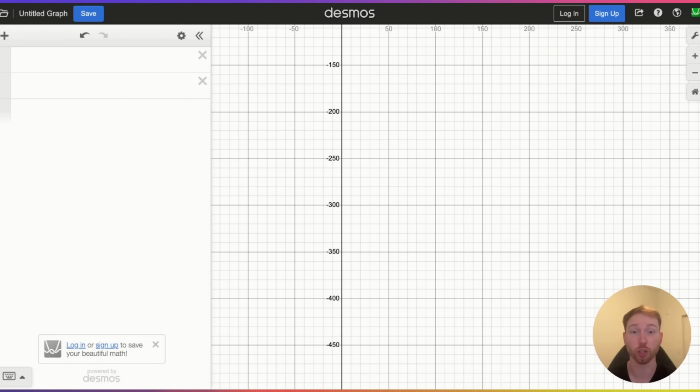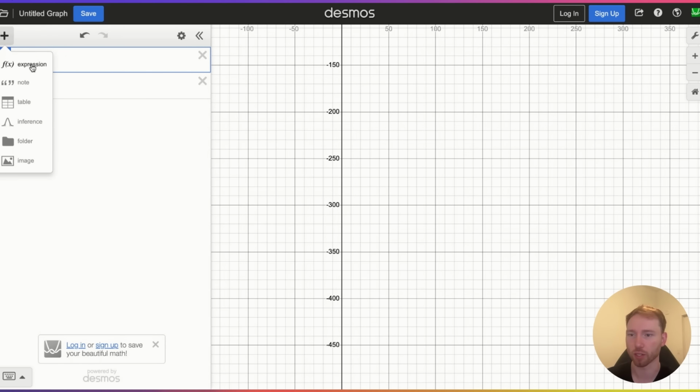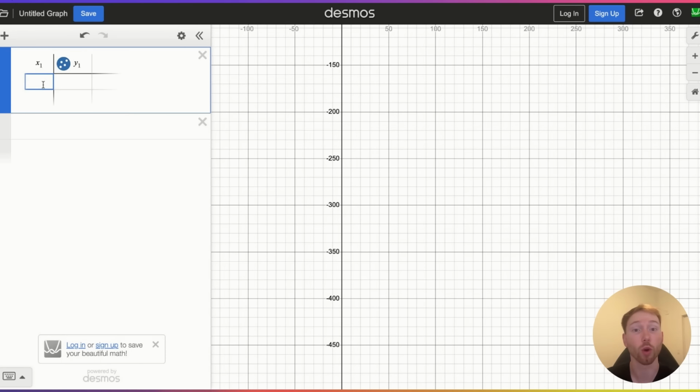Here's how to complete regressions with Desmos on the SAT. Whenever you're given a table, like in the example above, you want to just plug in those points. To create a table, you want to go over to this plus mark, click it, and it's going to tell you fx expression, note, and then table here. Go ahead and click that. Then you're going to want to plug in your points.